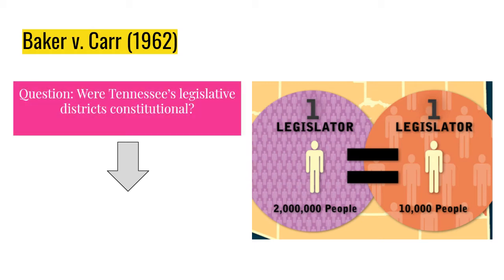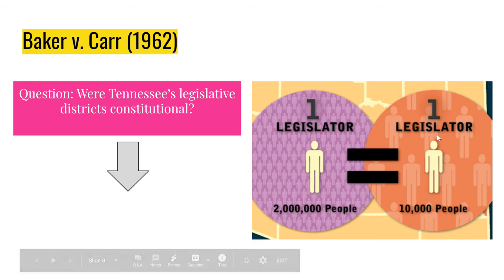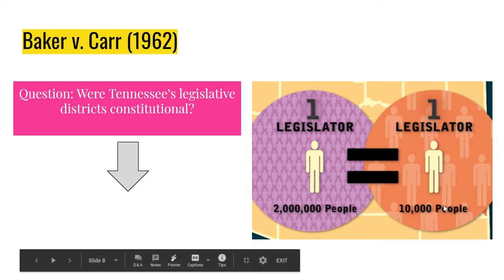This was from 1962, and this dealt with Tennessee's legislative districts and whether or not the way they were drawn was constitutional. The problem was that Tennessee was using outdated census information to essentially still draw their districts. So what was happening is areas over time had dramatically exploded in population, and other areas had declined. So you had essentially unequal legislative districts. Some districts had, for example, one legislator, one rep, but within that district you had 2 million people, and another district might have one rep and 10,000 people.